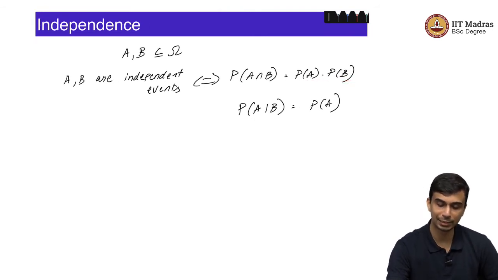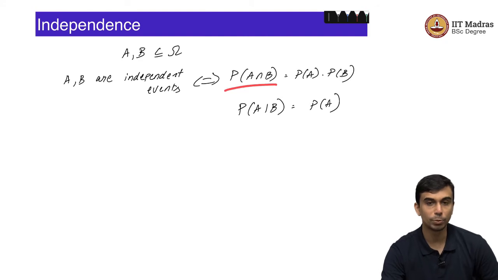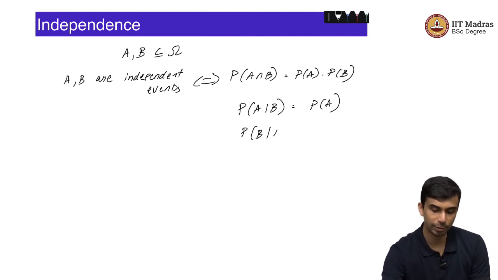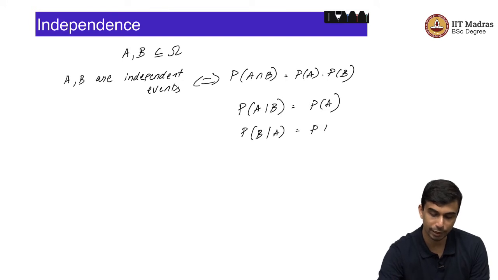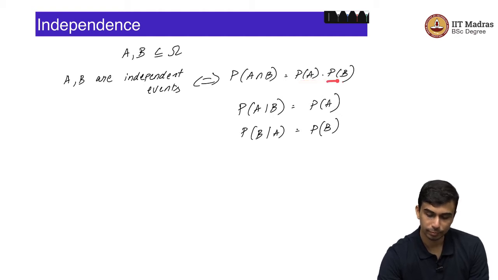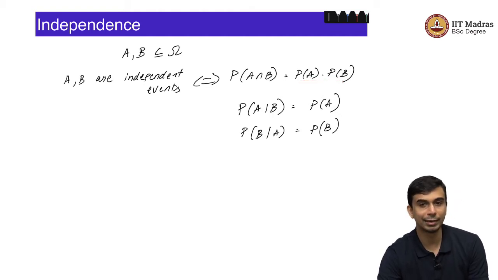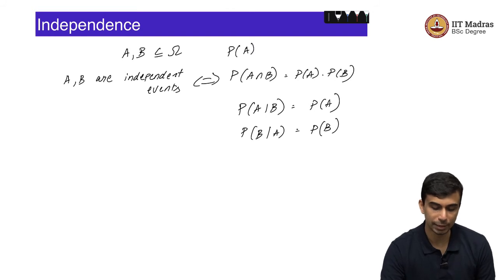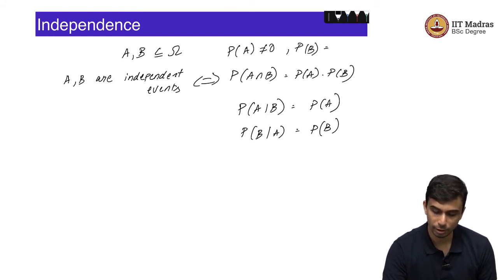Why is that? Because I can effectively divide both the left side and right side by probability of B, which would give probability of A, and similarly probability of B given A would be probability of B. I am assuming for now I can divide by probability of B because probability of B is not 0. So for now let us assume that A and B are subsets of omega, but probability of A is not equal to 0 and probability of B is not equal to 0.